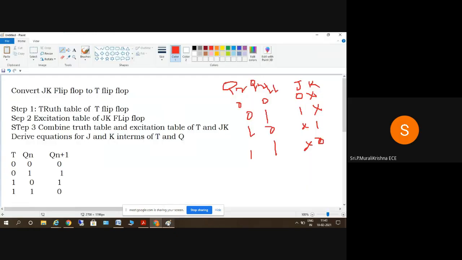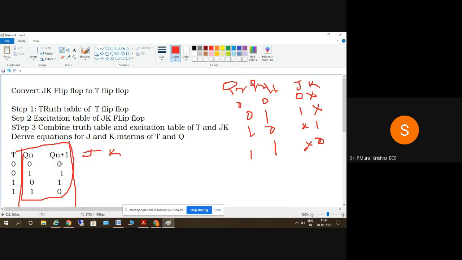So this is the excitation table of the JK flip-flop, and this is the truth table of the T flip-flop. What we had to do here is combine them. Check the values of Qn and Qn plus 1, and I need the values of J and K now. We check the excitation table and put the values of J and K here.